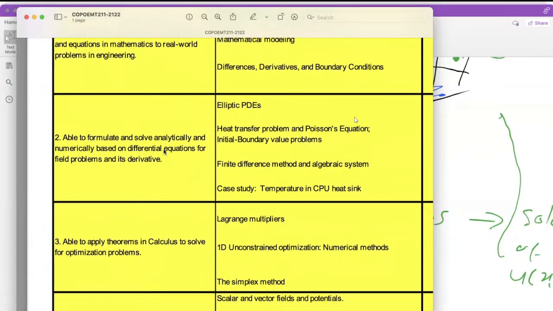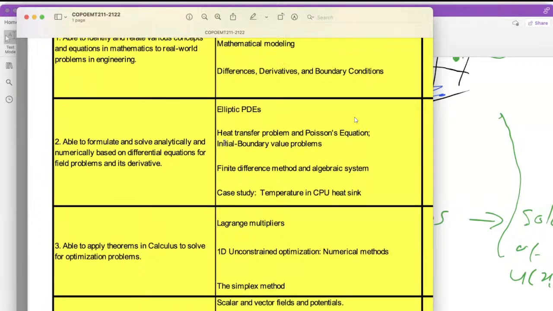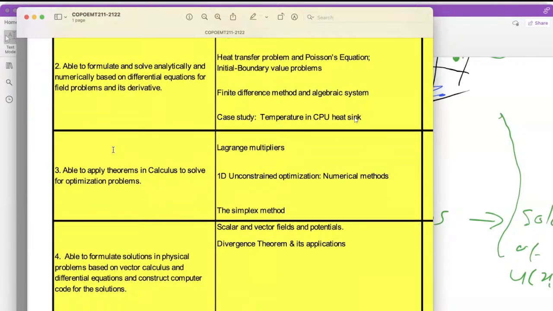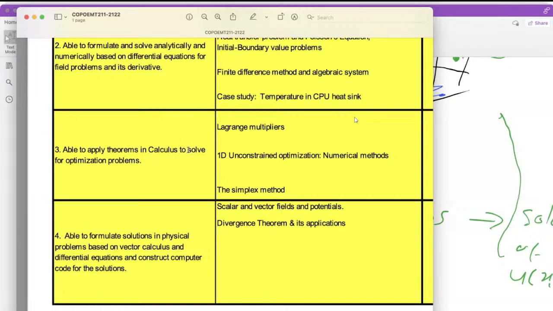I already mentioned this equation, and more detail will be taught by Dr. Sarah, for this outcome 2 here. We dealt with optimization, and the idea of level curves and derivatives, but again it comes from calculus. I tried to show you how this is being used in optimization, with the simplex method and so on.